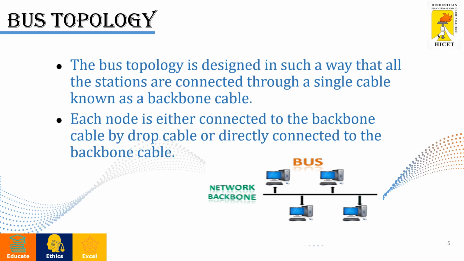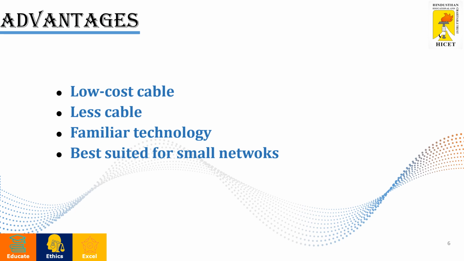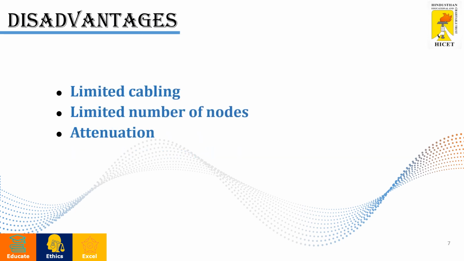And we look into the advantages of a bus topology. The bus topology is cheap, easy to handle, and very easy to implement also. It requires a very small amount of cable. This bus topology is best suited for small networks. And the disadvantages of bus topology are that the cable length is very limited. This limits the number of stations that can be connected together. This network topology can perform well only for a limited number of nodes.